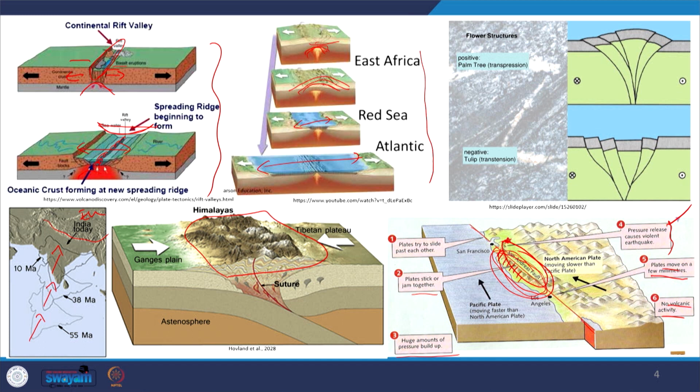However, if it is curved, for example, as we have discussed a few minutes back, if this is a curved bar, here you can get positive flower structure and negative flower structure, which represent the transpression and transtension regime. What are the transpression and transtension regimes? We will talk in detail when we discuss the transform plate margin.